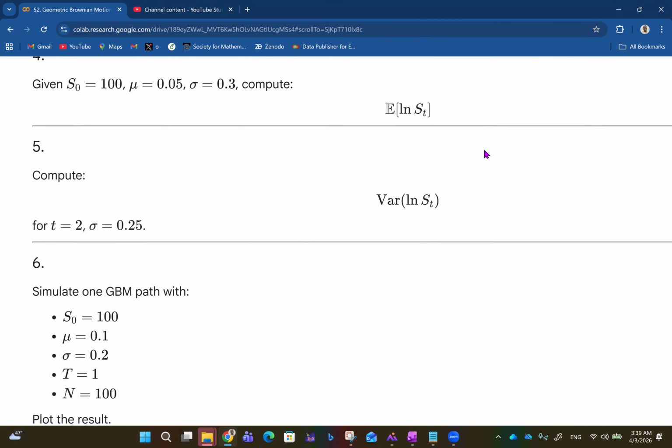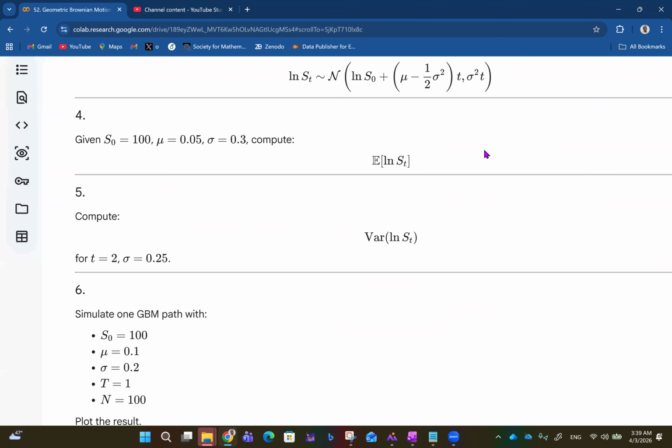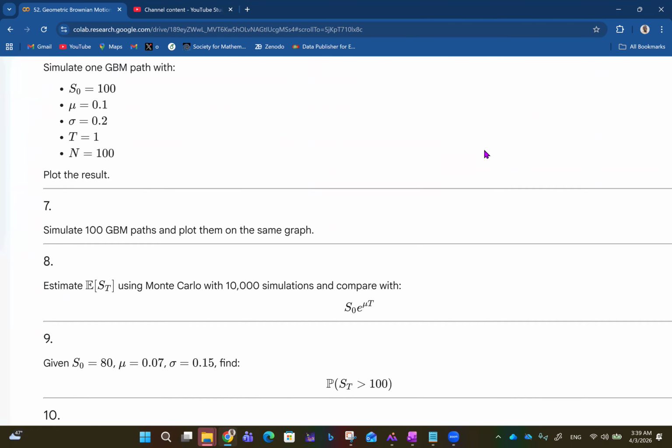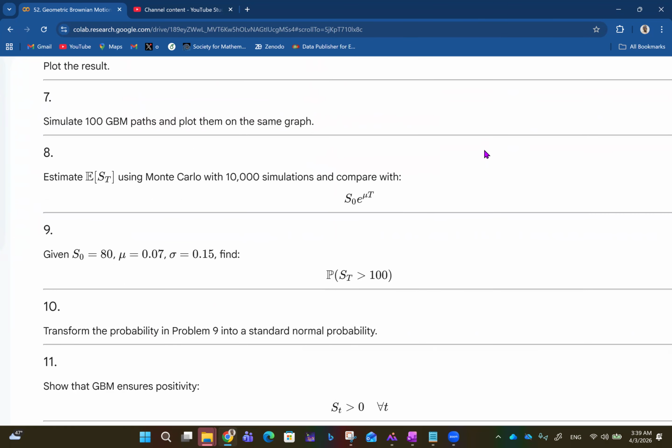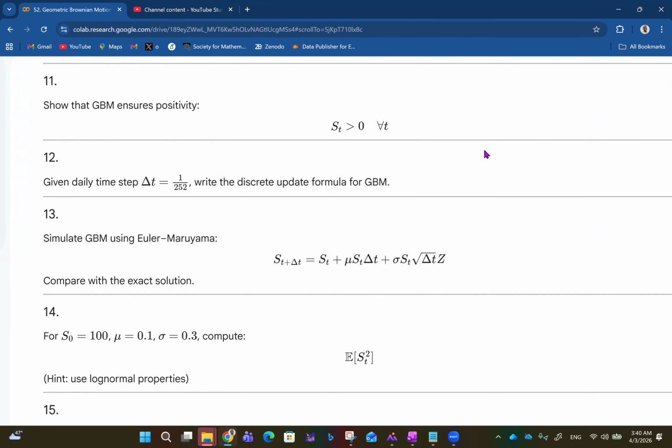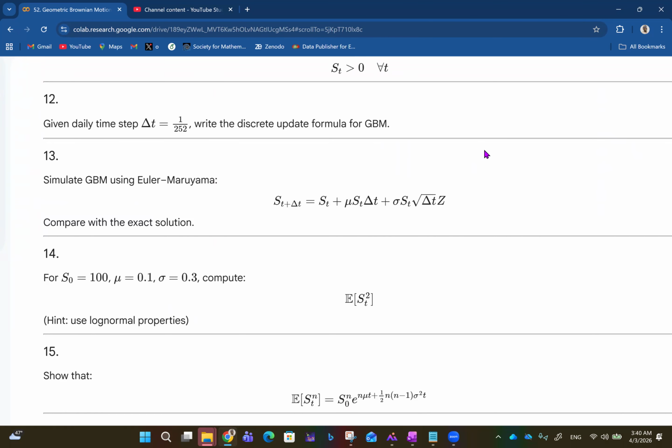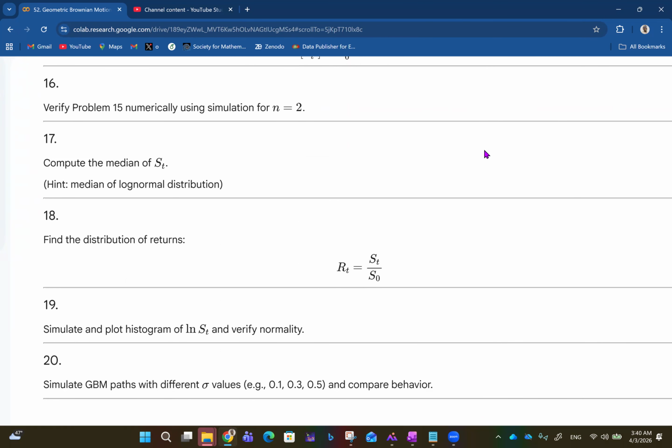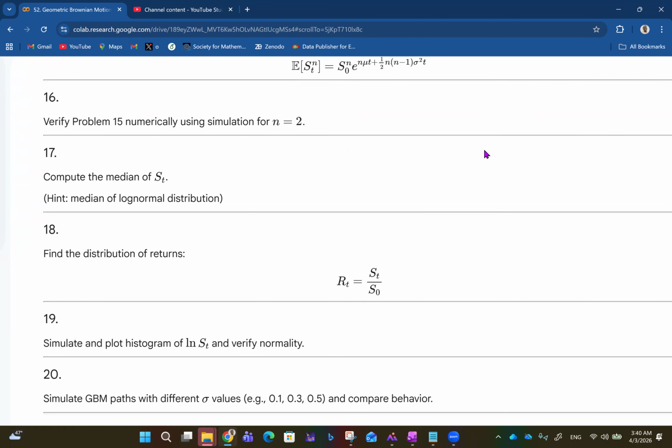You have 4 to 6 here. Then you have 7 to maybe 11. And then you have 12 to 15, and 16 to 20. Try your hands on them and see how well you understand this. Let me know how helpful this is for you. And if there's something else you'd like me to try out, feel free to let me know.